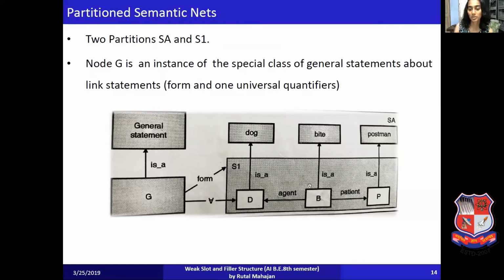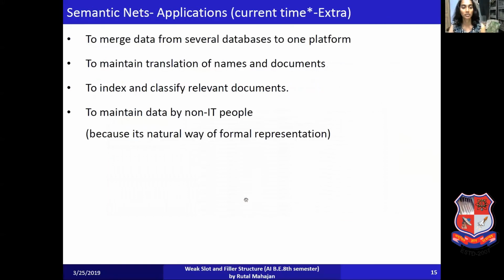S1 is quite similar to the previous one we have seen. D is a dog, B is a bite, P is a postman. D is the agent of V and P is the patient of the particular event V. G represents the generalized statement form and one universal quantifier. Okay, this is how a partitioned semantic net works.